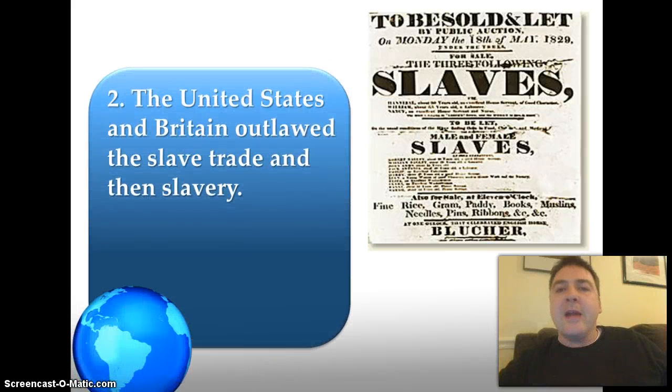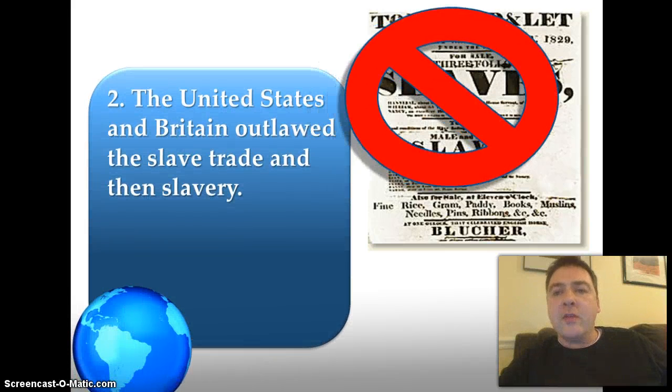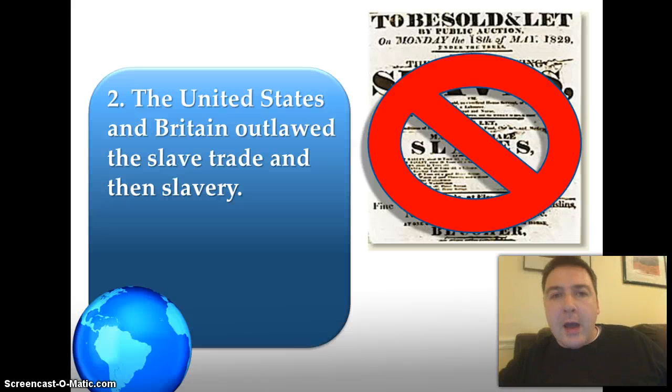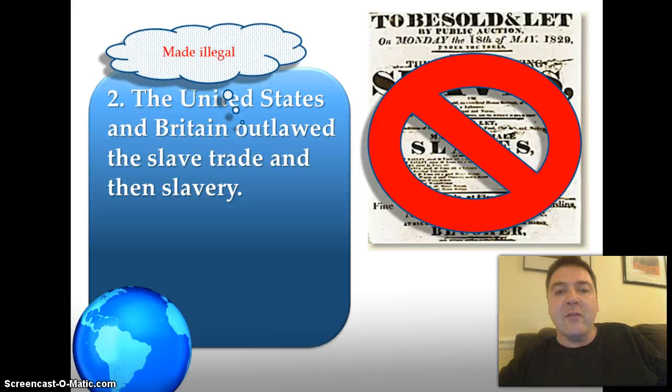Both the United States and England are going to take efforts to end slavery. England does it a little bit quicker through legislative means. The United States, it's going to take the Civil War and the passage of the 13th Amendment in the late 1860s to bring about an end of slavery. And to outlaw means to make it illegal.